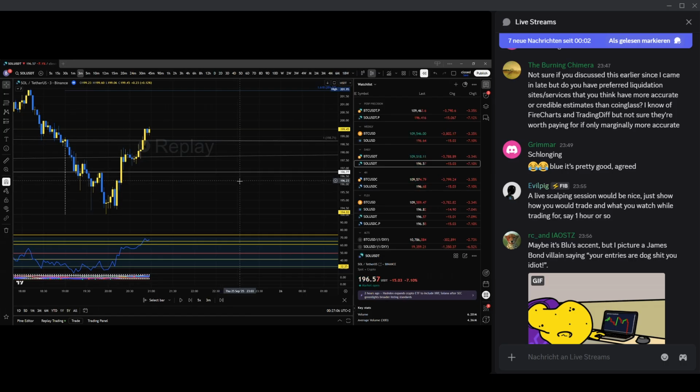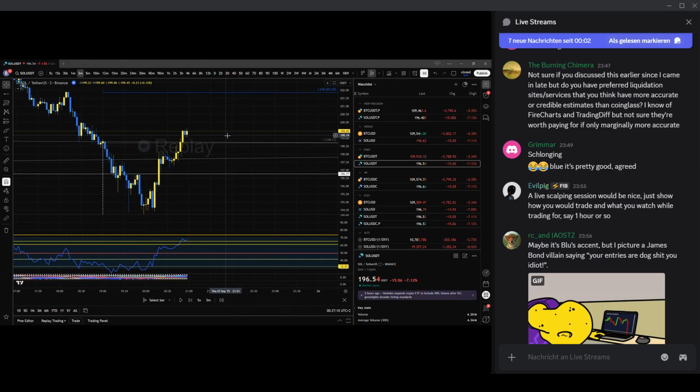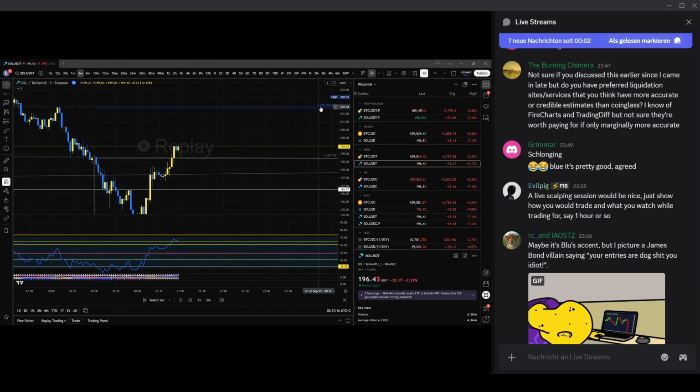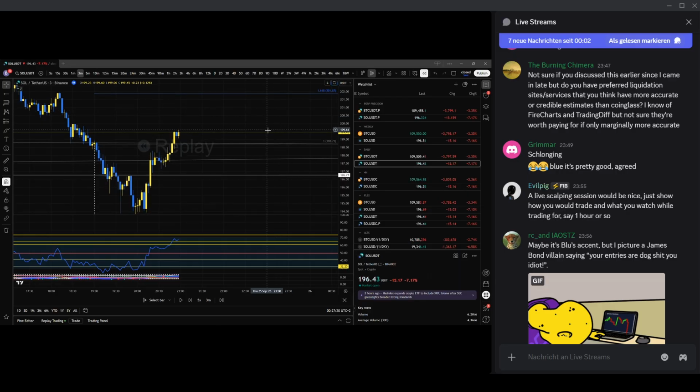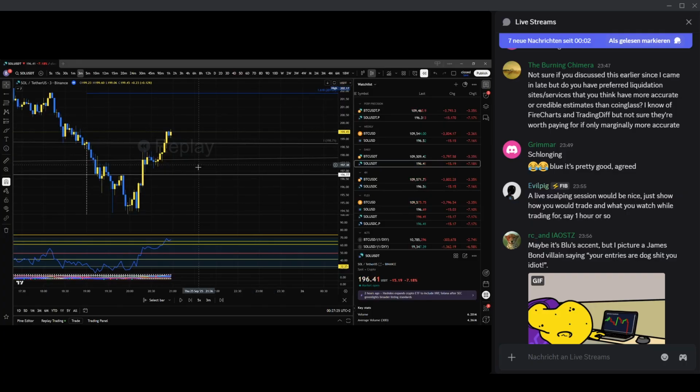So something like this. Your actual entry would be 198.71, TP 201.87. But you might be more conservative and, or greedy at the same time, because you want a lower entry, which is then also a safer entry.